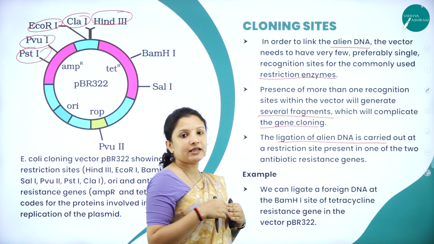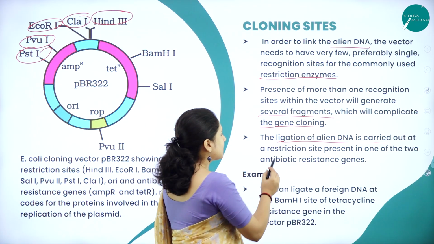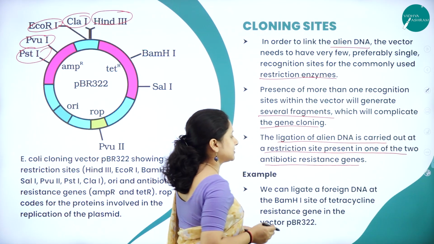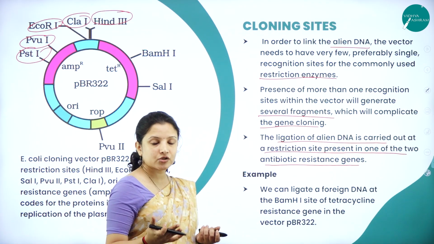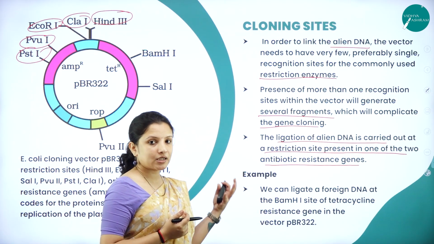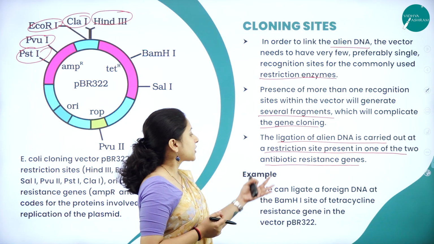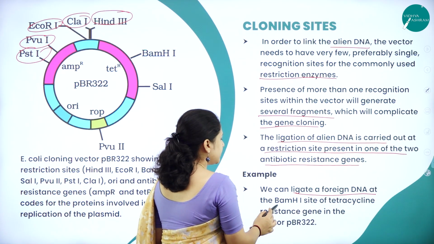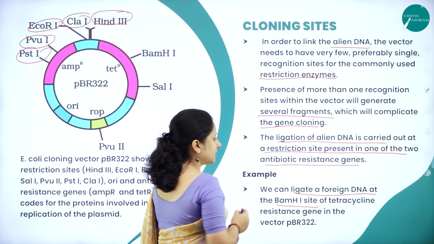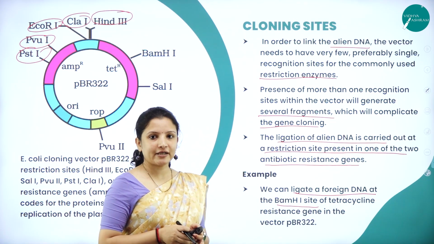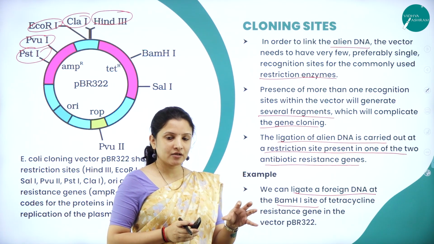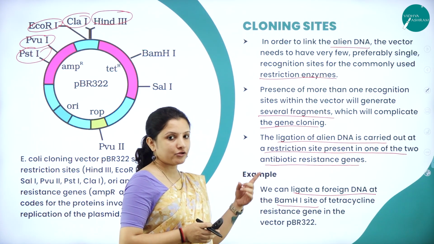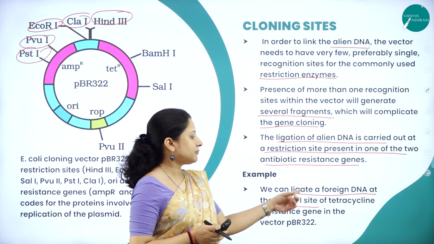So the ligation of alien DNA is carried out at a restriction site present in one of the two antibiotic resistance genes. So we'll explain it to you by taking an example so that it will be even easier. So we can ligate a foreign DNA, say for example at the BamHI site. So the BamHI site means that site which is capable of binding to the restriction endonuclease enzyme BamHI.